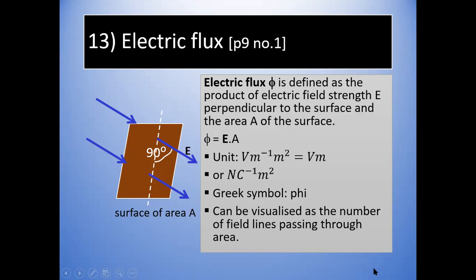Phi is the Greek symbol, the one beside the EA. It's just a Greek alphabet letter, a circle with a stroke. Flux can be visualized as the number of field lines passing through the area. It's a scalar quantity.